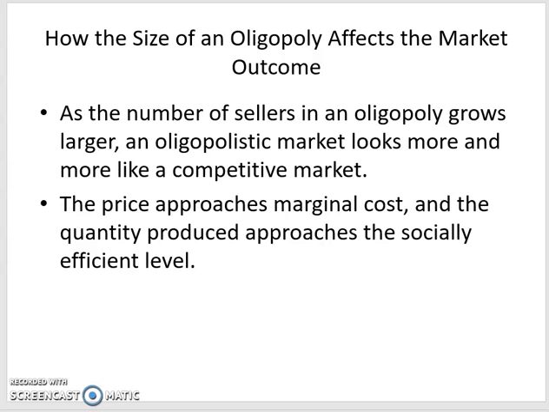To wrap this up, as the number of sellers in the oligopoly grows, the oligopolistic market looks more and more like perfect competition or monopolistic competition. The price is going to get closer and closer to marginal cost. In other words, we're going to get more and more efficient, closer and closer to the socially efficient output level. That's the basics of oligopolies. In the next video, we'll talk about a specific outcome for oligopolies, which is game theory.